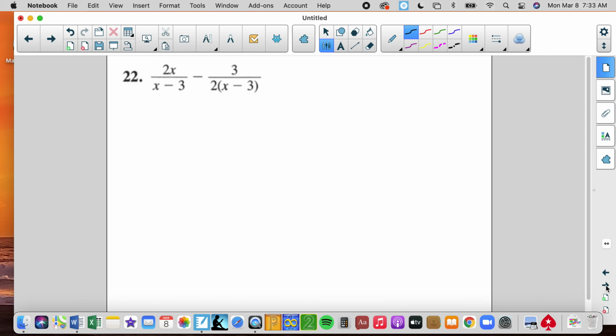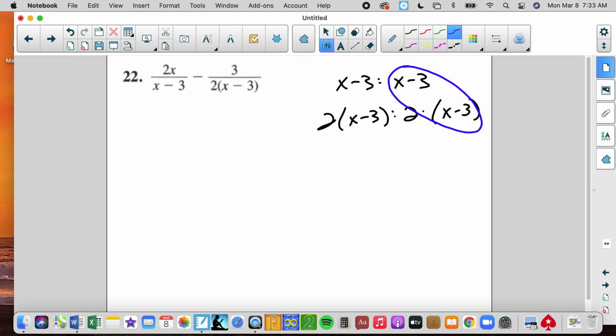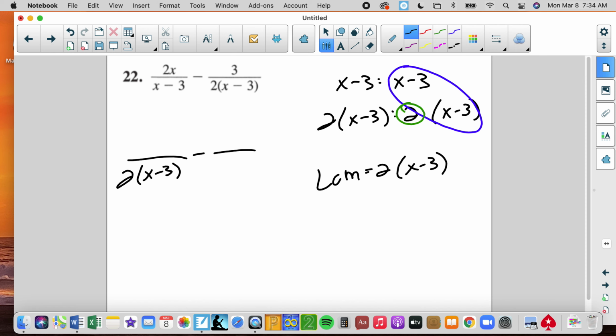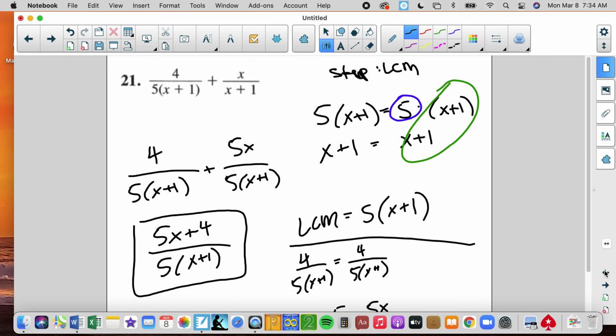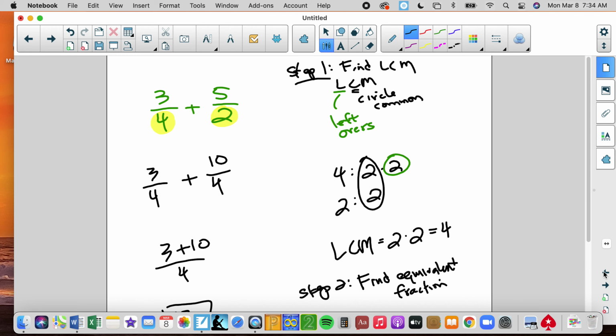Same thing. And now you should be starting to get better at looking at this and seeing what the LCM might be. So we have x minus 3, which cannot be broken. 2 times the quantity x minus 3 is 2 times x minus 3. They have an x minus 3 in common, and they have a 2 left over. So my LCM is going to be 2 times the quantity x minus 3. Minus, woohoo, I see that minus. Was there a minus in any of those other ones? Let's hope not, because I did not see it.